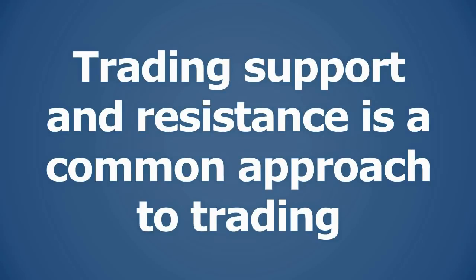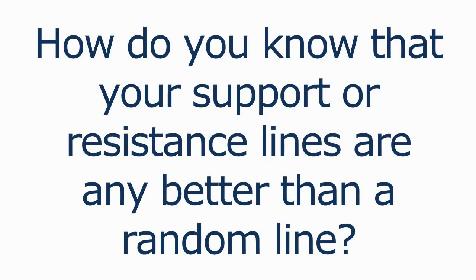Trading support and resistance levels is a pretty common approach to trading. And whether it's a viable strategy or not, that's another question, and much of that's going to depend on the trader. One of the biggest issues with support and resistance is defining the levels that actually mean something. So how do you know that your support or resistance lines are any better than a random line?